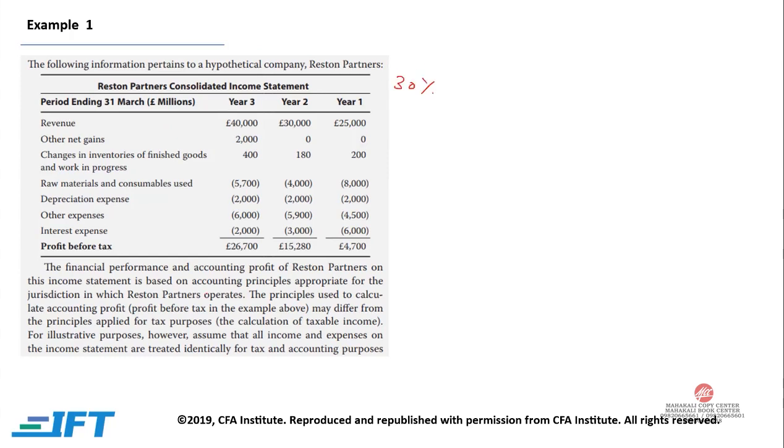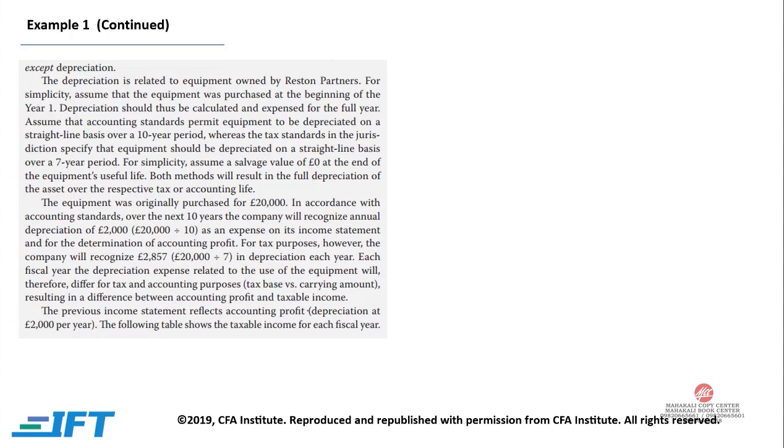The financial performance and accounting profit of Restaurant Partners on this income statement is based on accounting principles appropriate for the jurisdiction in which Restaurant Partners operates. The principle used to calculate accounting profit before tax in the example above may differ from the principle applied for tax purposes, very important, which is used to calculate the taxable income. For illustrative purposes, however, assume that all income and expenses on the income statement are treated identically for tax and accounting purposes, except depreciation. The depreciation is related to equipment owned by Restaurant Partners.